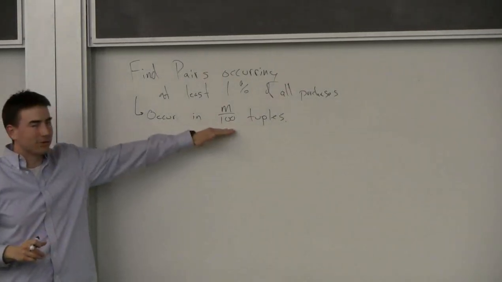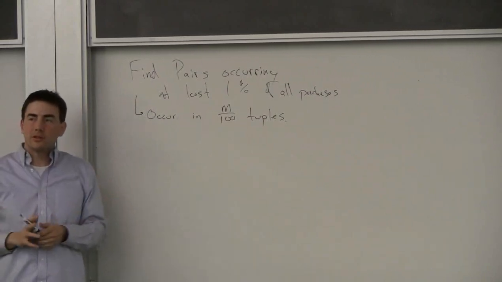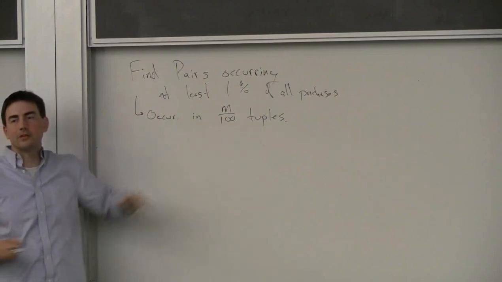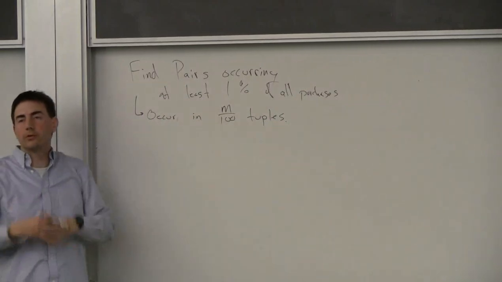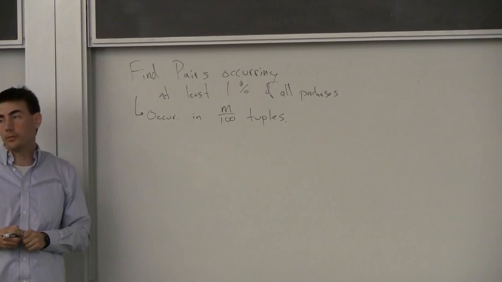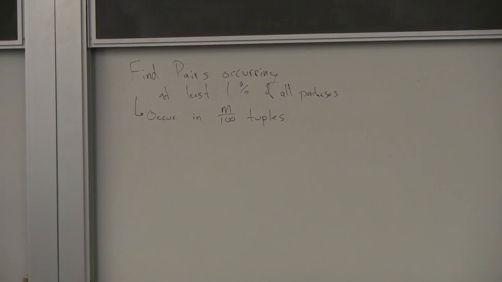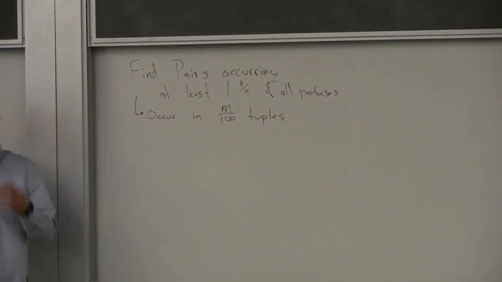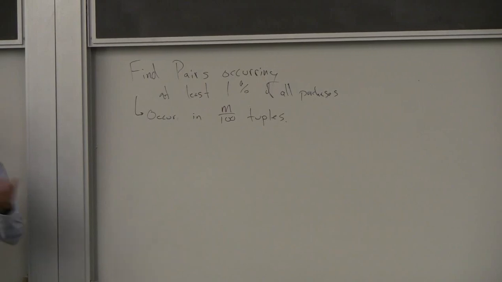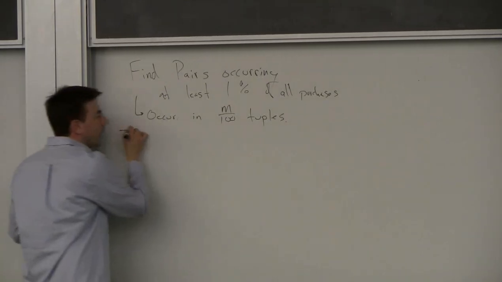Okay, so what do we know about these pairs? Instead of looking at all possible pairs, if we want to find these, knowing that they must occur in m over 100 tuples, we can use this fact to actually find all of them more quickly. So let's say that beer and diapers occurs in at least 1% of all the tuples, right? So then what do we know about the product beer? Yeah, that's right. This implies if a pair is purchased in at least 1% of all tuples, then each of the items must also be purchased in 1% of all tuples, right? So this is really useful, actually.